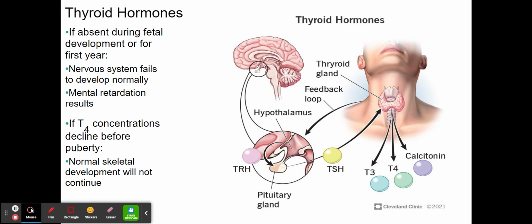Normal growth also requires appropriate levels of thyroid hormones. If these hormones are absent during fetal development or for the first year after birth, the nervous system fails to develop normally, and developmental delay results. If T4 concentrations decline later in life but before puberty, normal skeletal development does not continue.